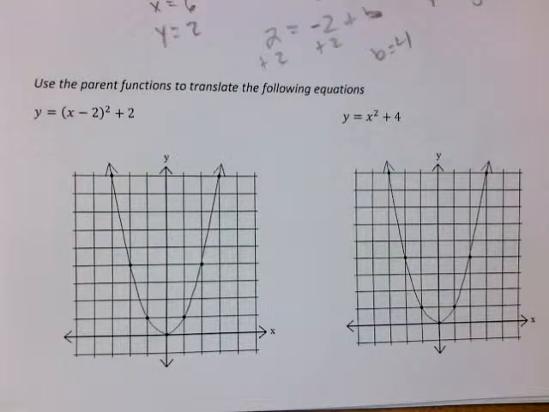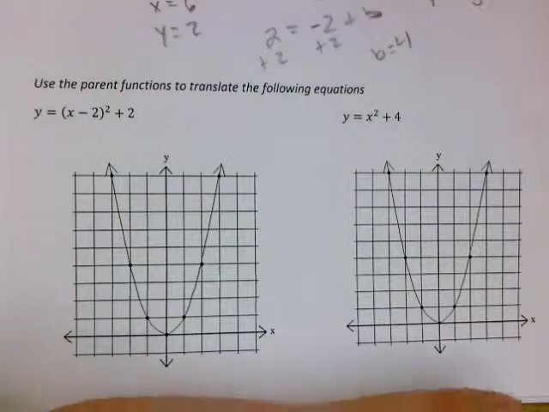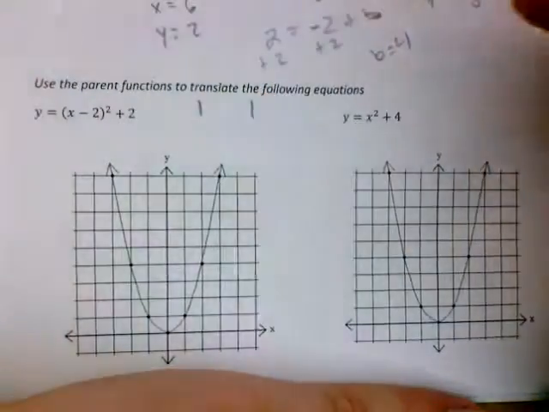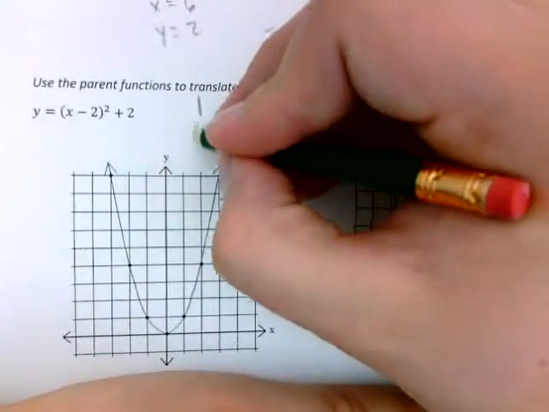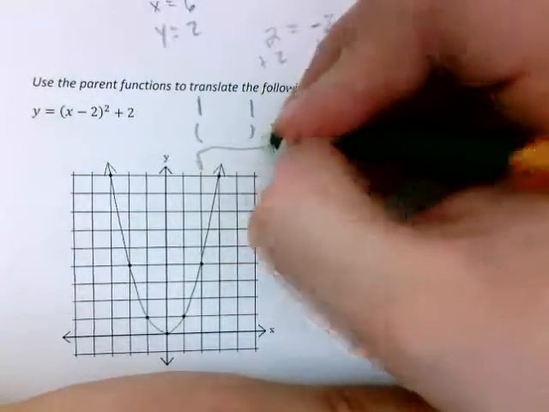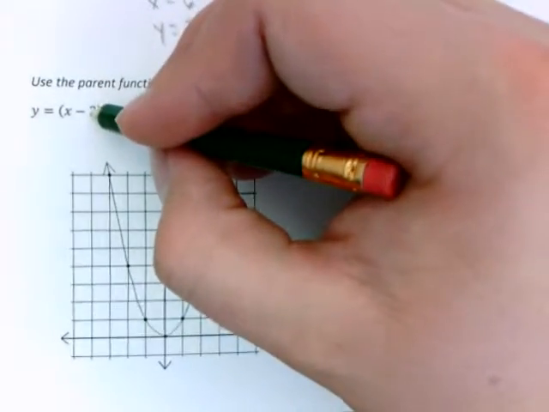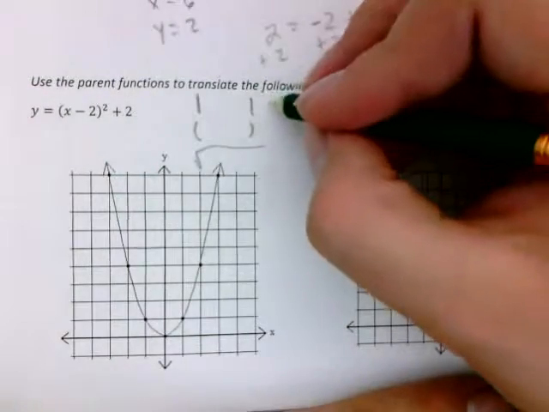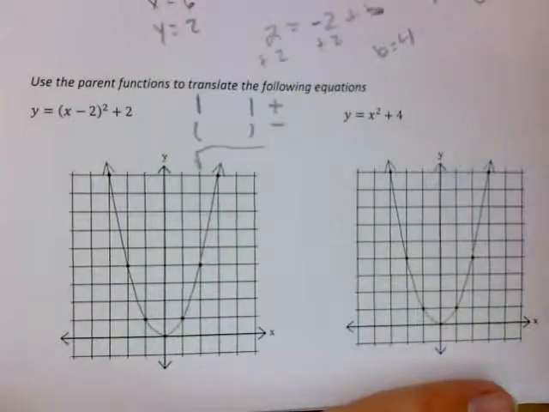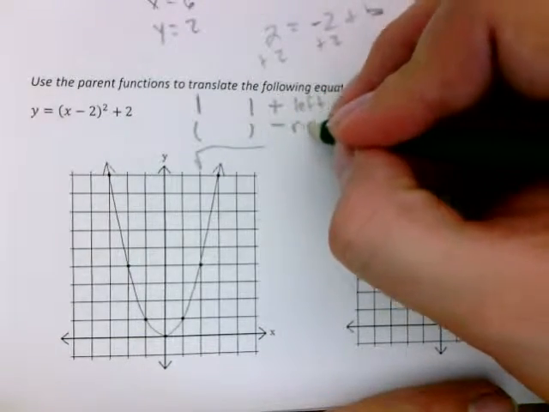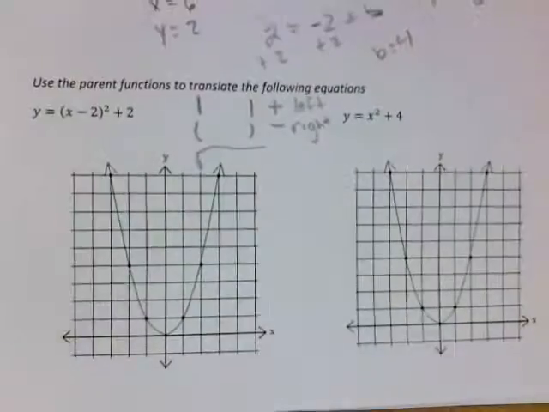Okay. This part's going to get people confused. Let's first start with, if something's like this, you have your absolute value signs, you have your parentheses, and you have your square root. If something's inside it, like right here, and you're subtracting, you're going right. If you're adding, you're going left. This tells you which way you're going to go.